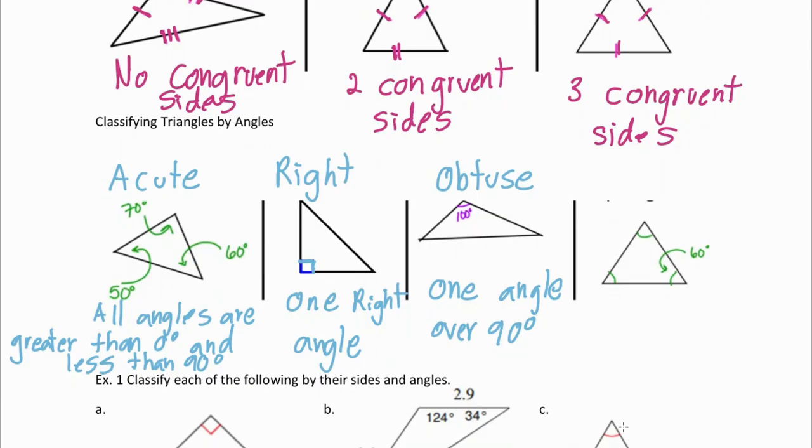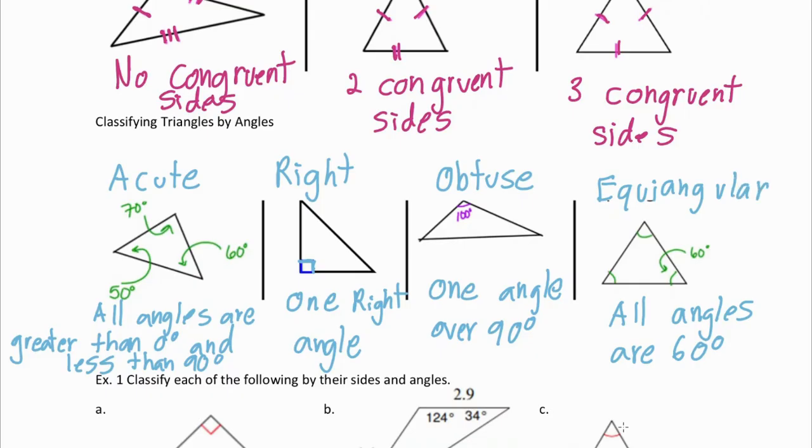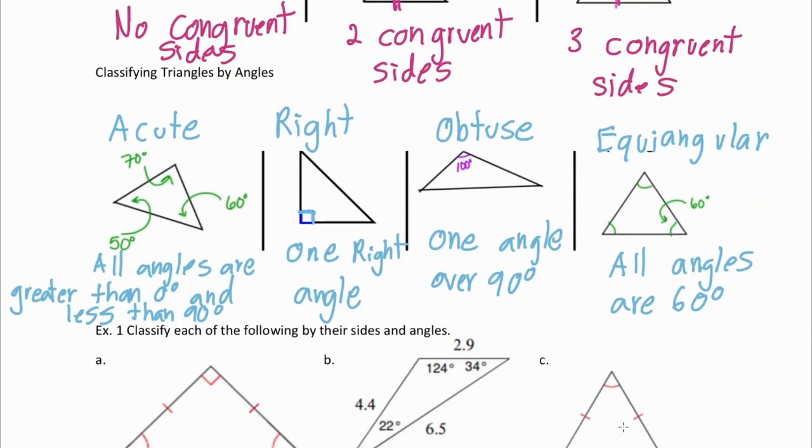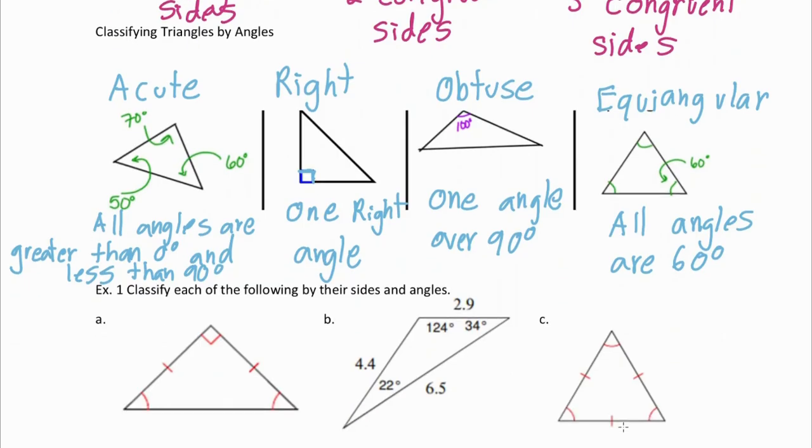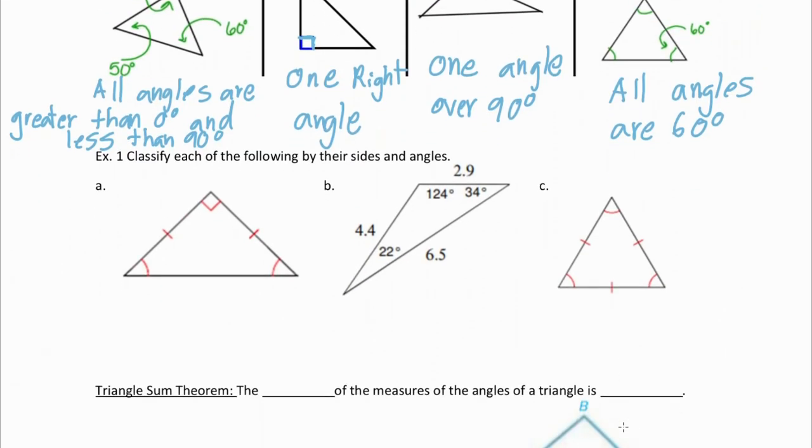And then we also have where all of our angles are 60 degrees, and we call that equiangular. So equilateral is when all the sides are congruent. Equiangular is when all the angles are congruent. So we're going to start by classifying the following based upon their sides and their angles.